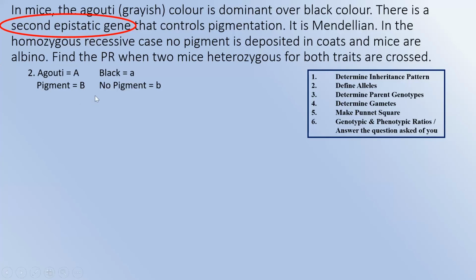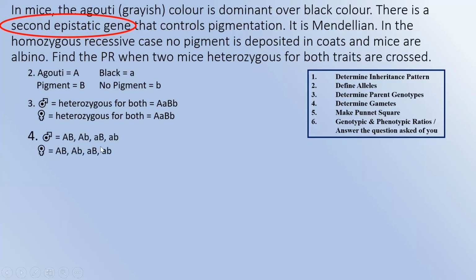So we got our agouti, which is going to be a capital A, and black, lowercase a, because black is recessive. Similarly, pigment's dominant, so we're going to put a big B, and no pigment, the epistatic part here, is recessive, little b. With that in mind, I said that both mice are heterozygous for both, so we know that means they're both big A, little a, big B, little b. Easy enough. Then they're all going to have 4 gametes.